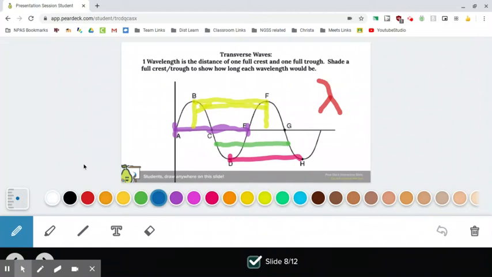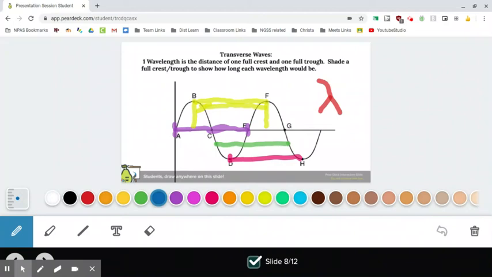Now, in my first video, I went a little crazy on explaining this, but let me go ahead and re-explain this and tell you why there are so many lines going back and forth on this page. First of all, let's talk about the word wavelength. One wavelength, and if you listen to that, it's the length of one wave. That is the distance of one full crest and one full trough. You see why we need to know where crest and trough is at this point? Because we have to measure how long or how wide one wavelength is. Shade a full crest and a full trough to show how long each wavelength would be.